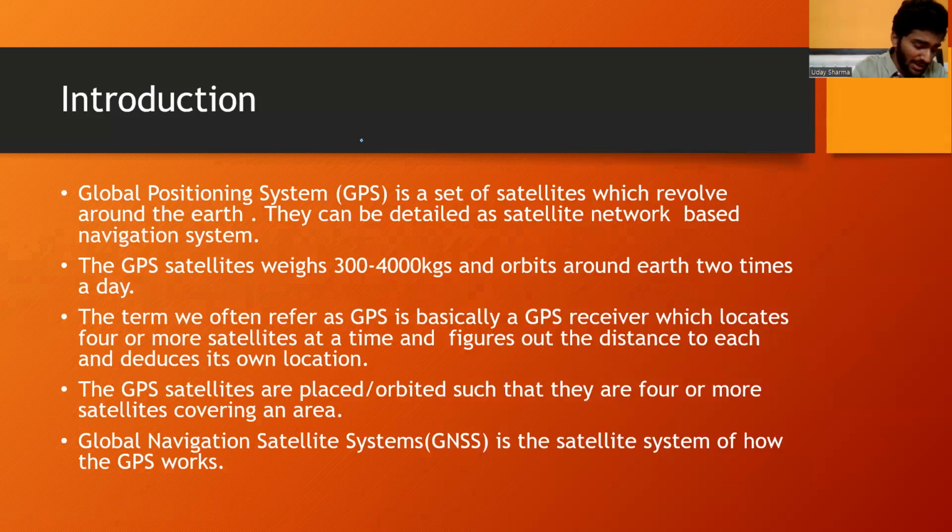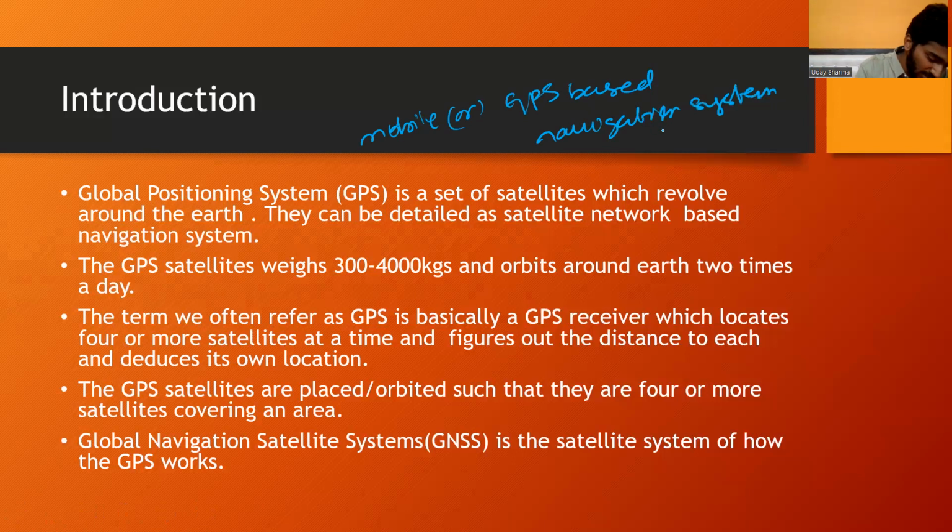That is, every mobile or any GPS-based navigation system or device we use is a GPS receiver, which locates four or more satellites at a time, figures out the distance to each, and then determines its own location.